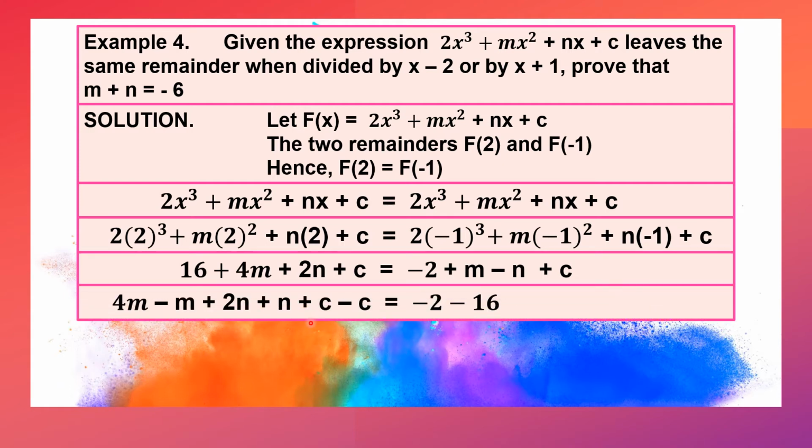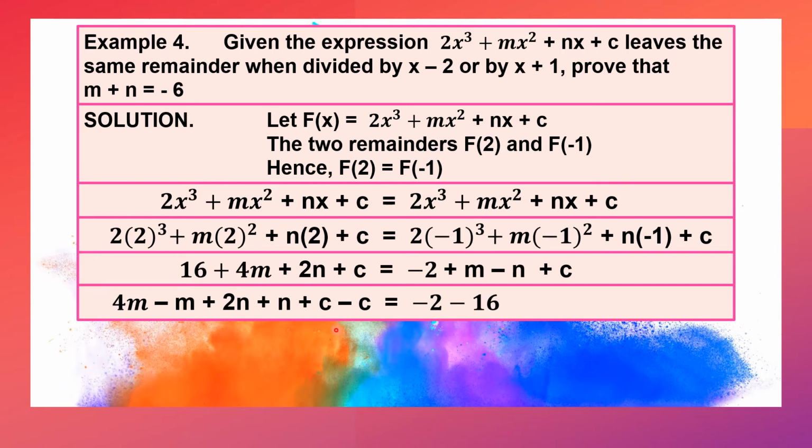Simplifying it further, we transpose all variables to this side and all constants on this side. So we have now positive m became negative m because we transposed it. Then negative n became positive n because we transposed it. Then just copy 4m and then 2n, then plus c, then positive c here becomes negative c.